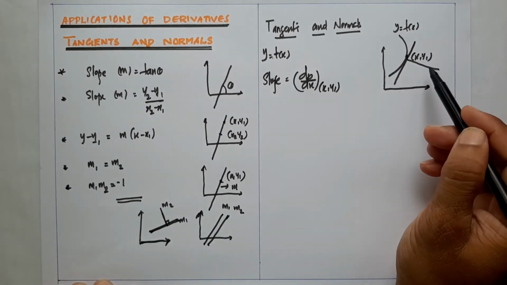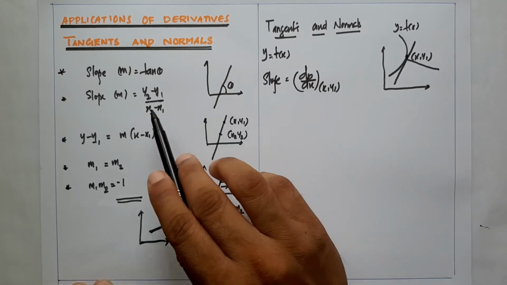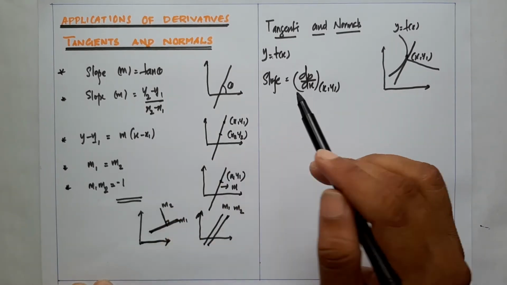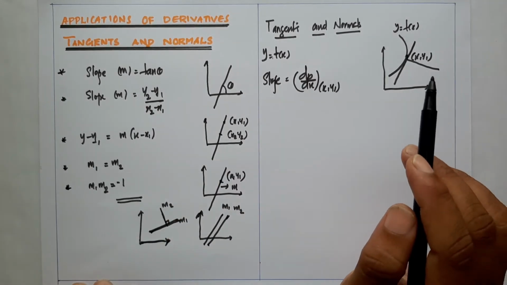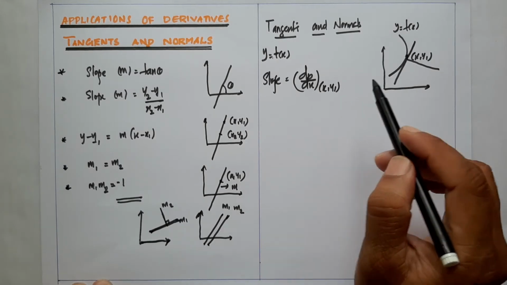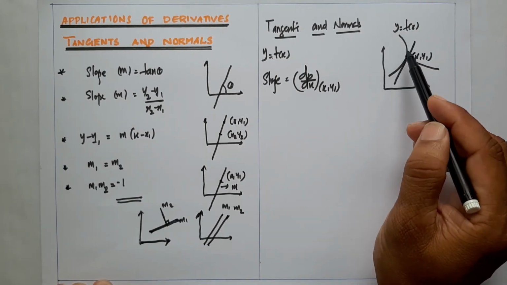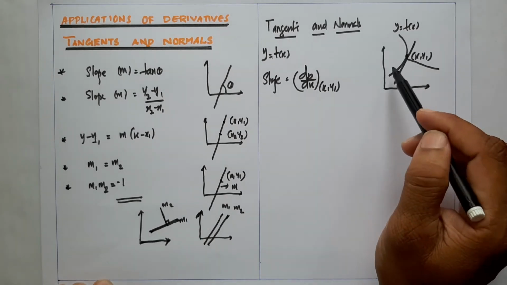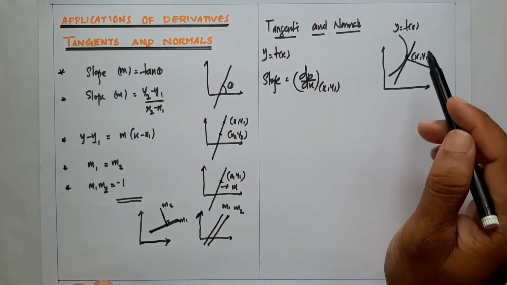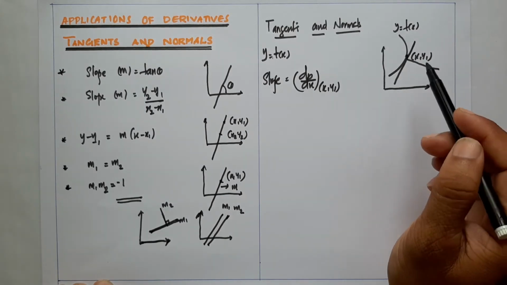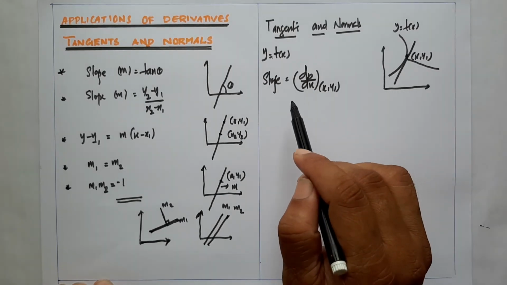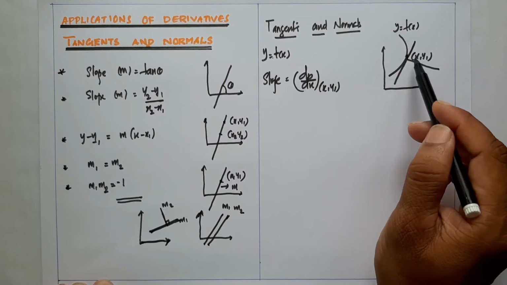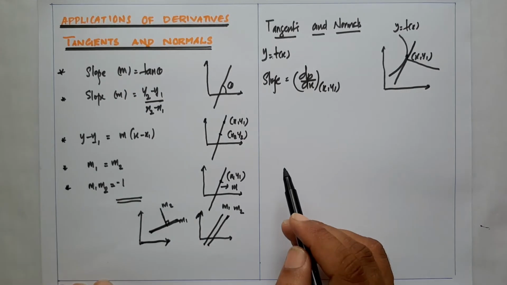Also, if the same line passes through another point, say x2 y2, using the formula y2 minus y1 by x2 minus x1, we get the same slope. So this is the third method. For finding the slope we want the curve also. For a curve, the line that touches the curve is called a tangent line. To find the tangent line slope, we differentiate the curve at the touching point, and we get the slope.